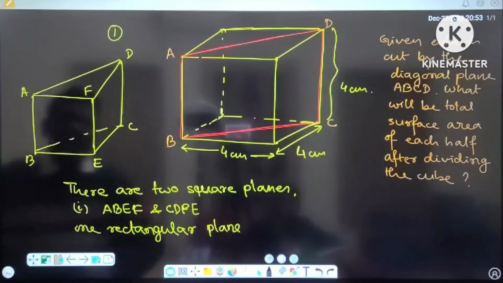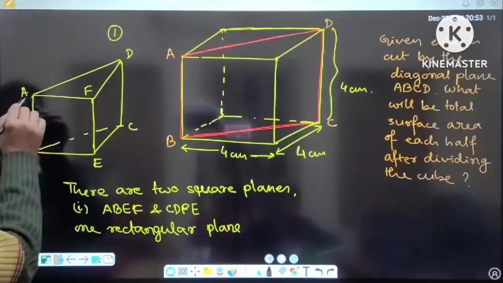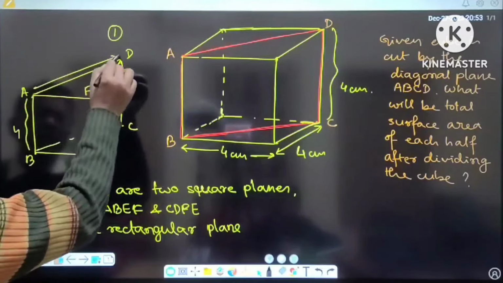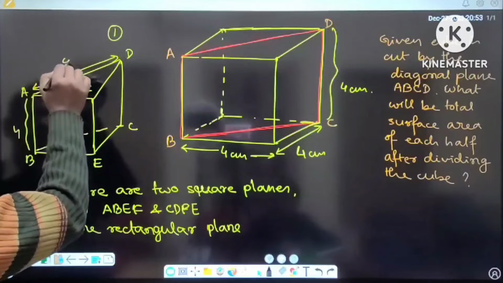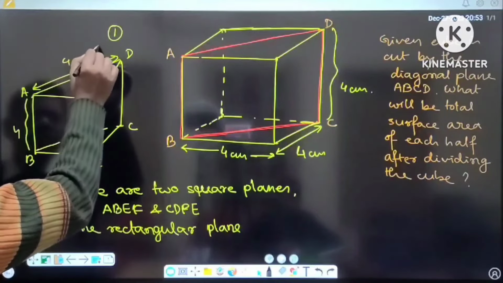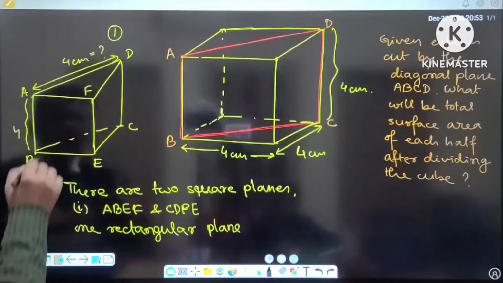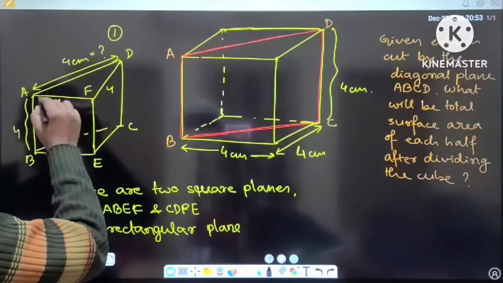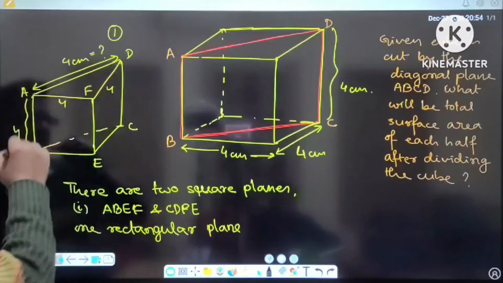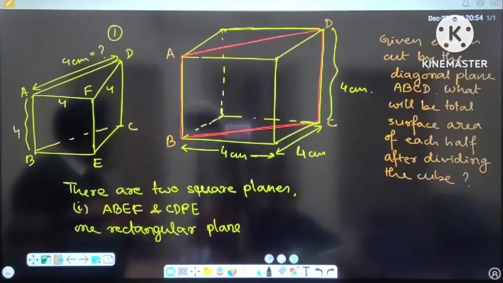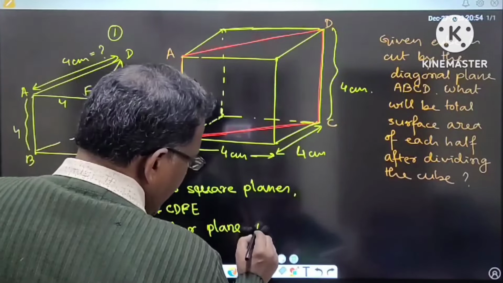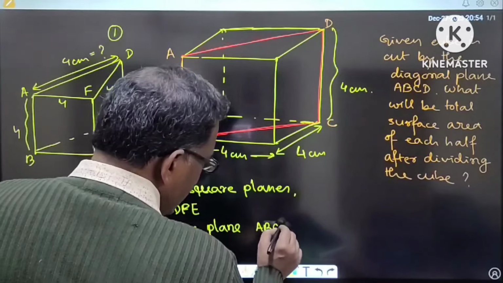Why am I calling it a rectangular plane? Because AB and CD, definitely this is 4, right? But this length is not 4. Do you think it is 4? I don't think so. Is it 4? No. Because this side is 4, this side is 4. How can it be 4? Because ADF is a triangular geometry, a right angled triangle, yes or no?